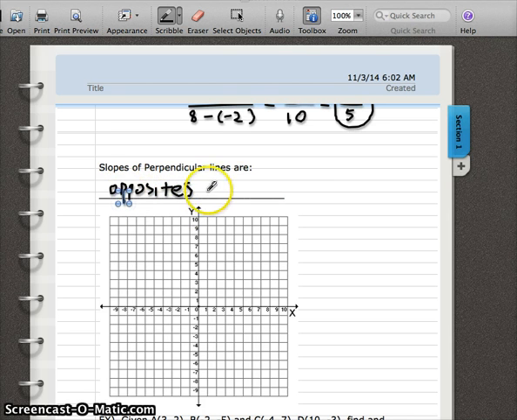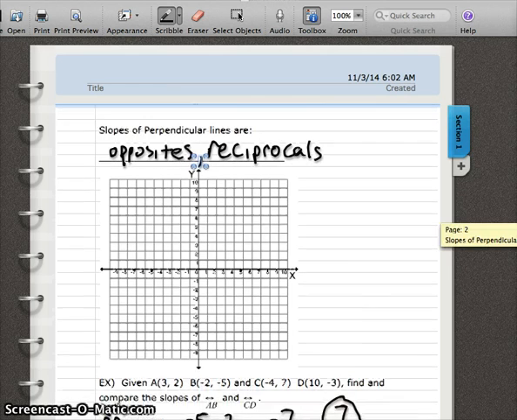and reciprocals. Or you could call them opposite reciprocals. Reciprocals. Make sure we spell it right. So not just one, not just the other, but always got to be opposites and always got to be reciprocals. If they are both, then we know that these lines are perpendicular.